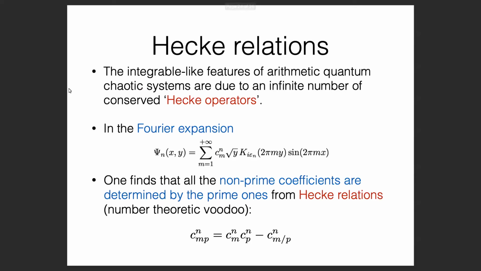So let me tell you what these conserved quantities are. This will be the last thing. These are the integrable-like features of this arithmetic quantum chaos: an infinite number of so-called Hecke operators. And it goes like this.